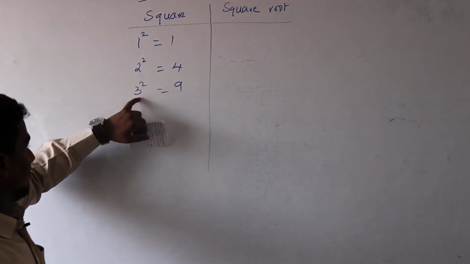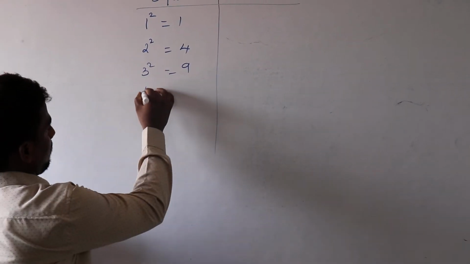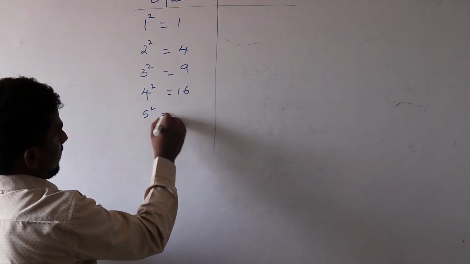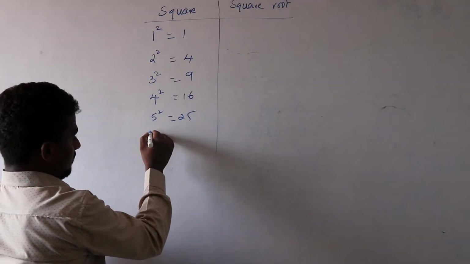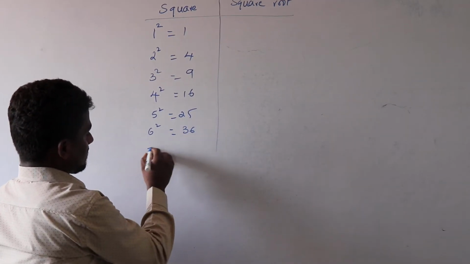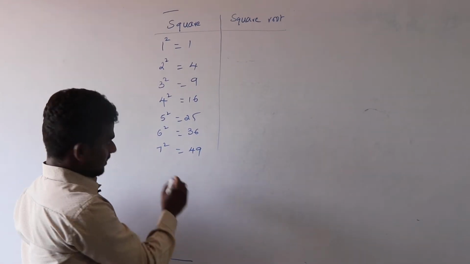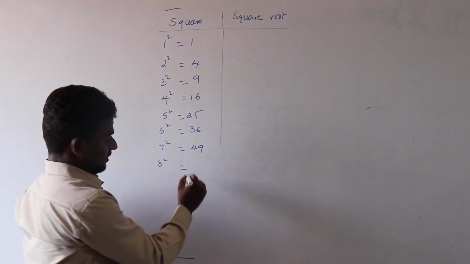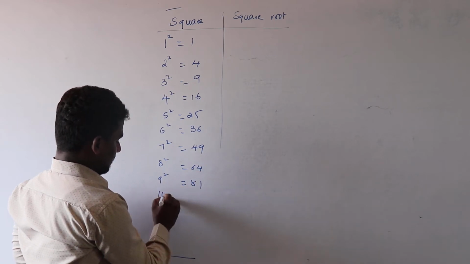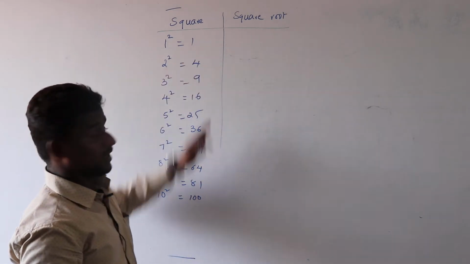That is wrong. 3 square means 3 has to be multiplied 2 times. 3 into 3 equals 9. 4 square, 4 into 4, 16. 5 square, 25. 5 into 5. 6 square, 6 into 6, 36. 7 square, 7 into 7, 7 sevens are 49. 8 square, 8 eights are 64. 9 square, 9 nines are 81. 10 square, 10 into 10, 100. So these are all square numbers.